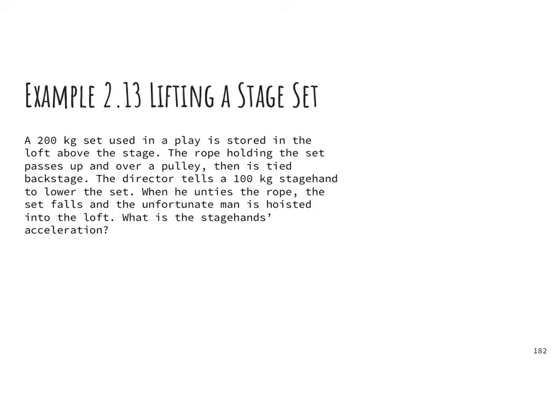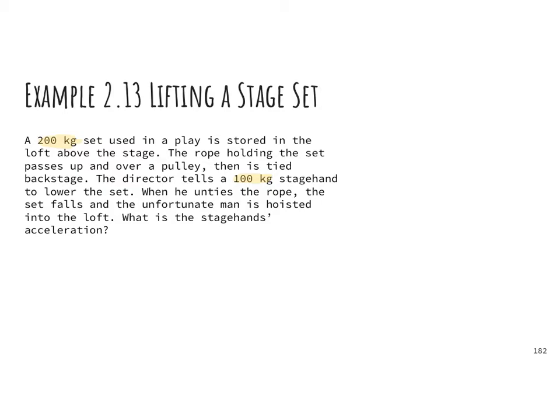So if I have a 200 kilogram set and there's only one pulley, there's no mechanical advantage, but the director tells a 100 kilogram stagehand to lower the set. When he unties the rope, the set falls and the unfortunate man is hoisted into the loft. What is the stagehand's acceleration?